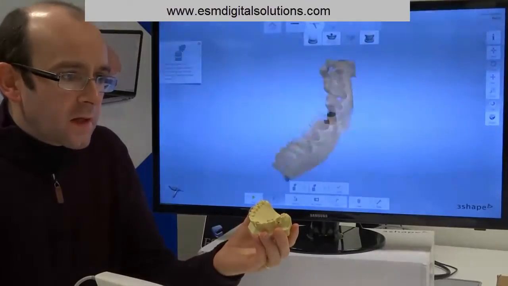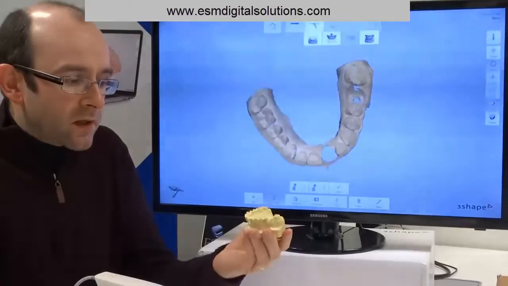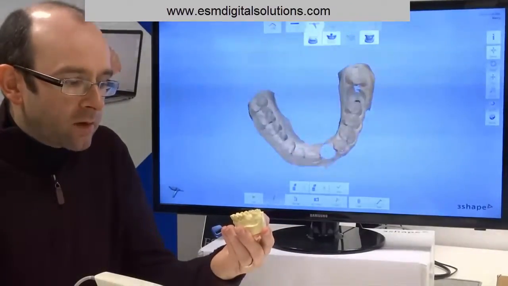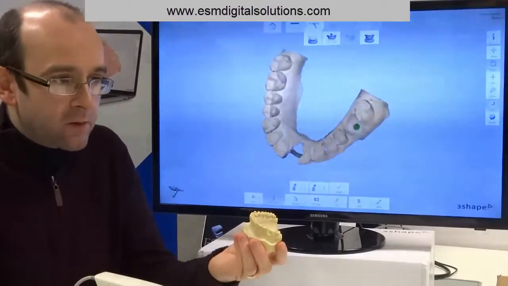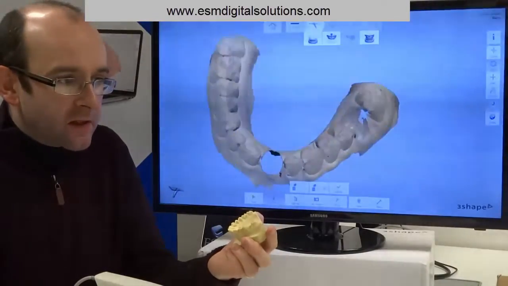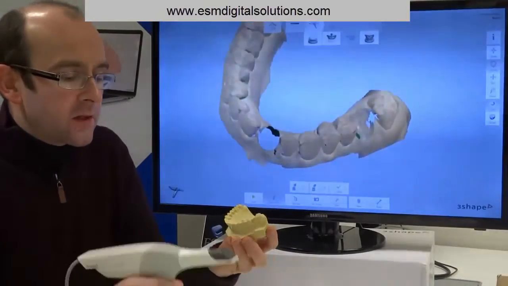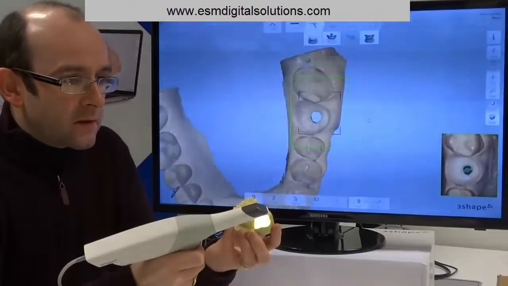So once we have that initial scan complete, we can review the scan, and of course in the central incisor at that site we've got a lot more detail to capture on the emergence profile, and that's fine. We'll go back and recapture that. And on this molar site we are missing some proximal contacts on both adjacent teeth. So let's go and continue scanning that.